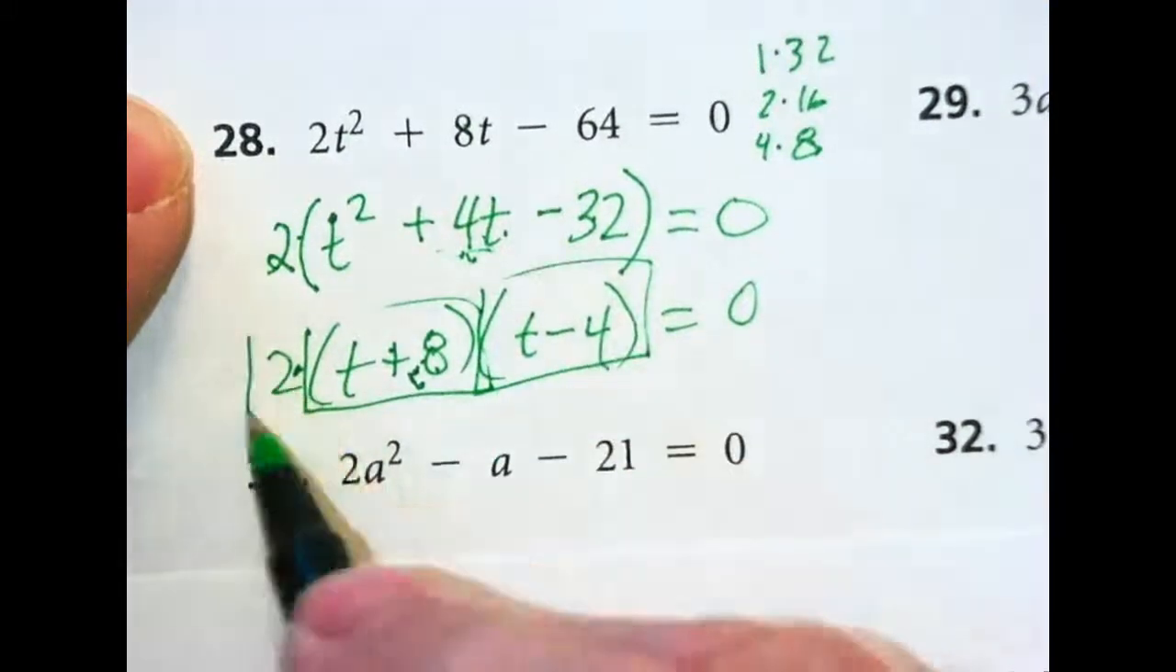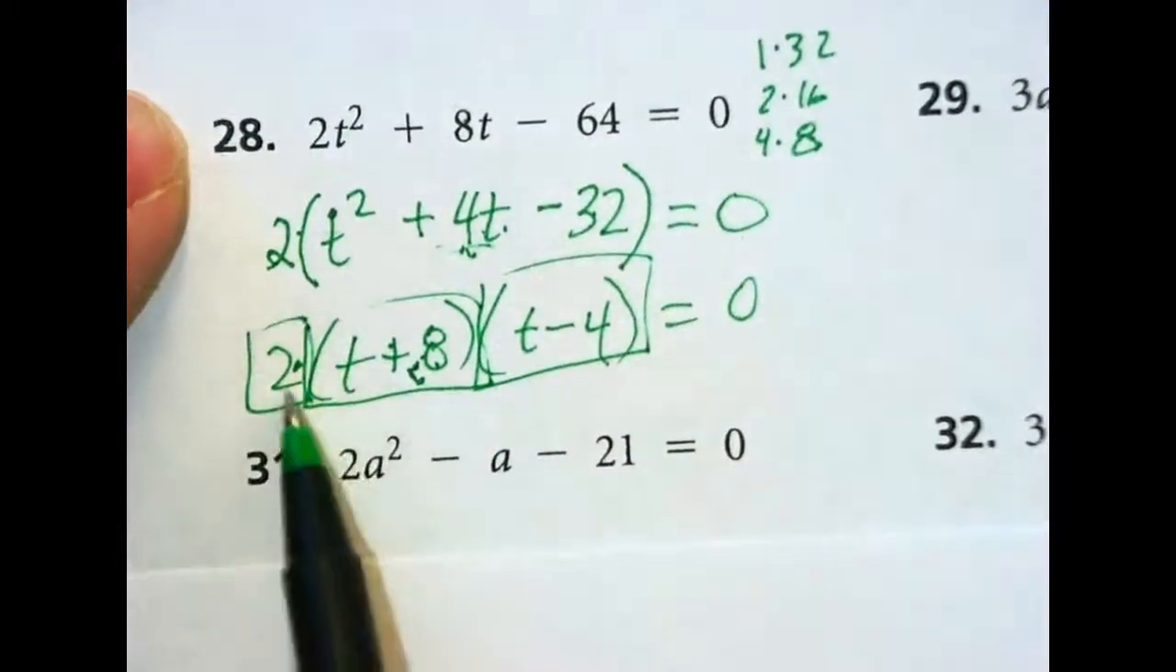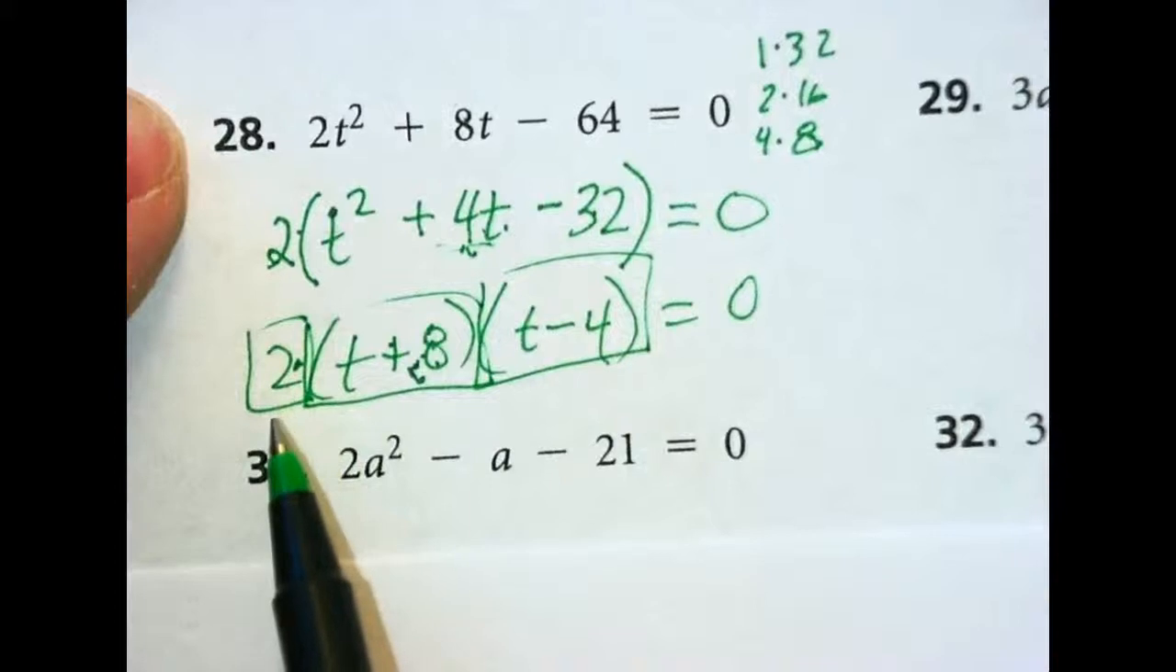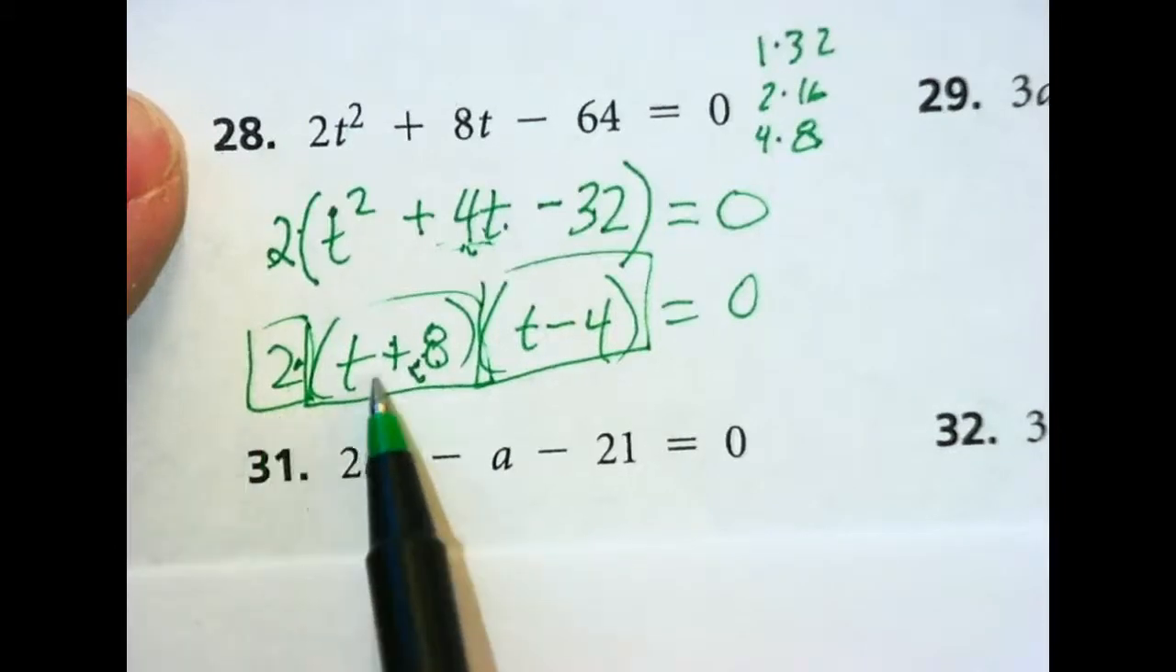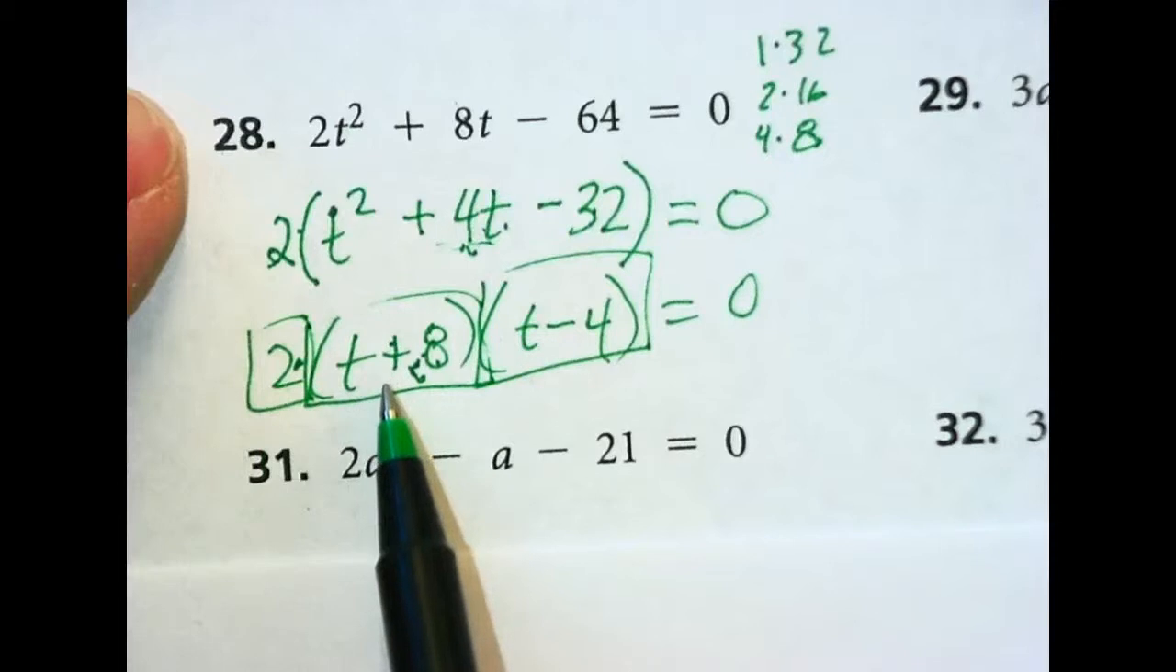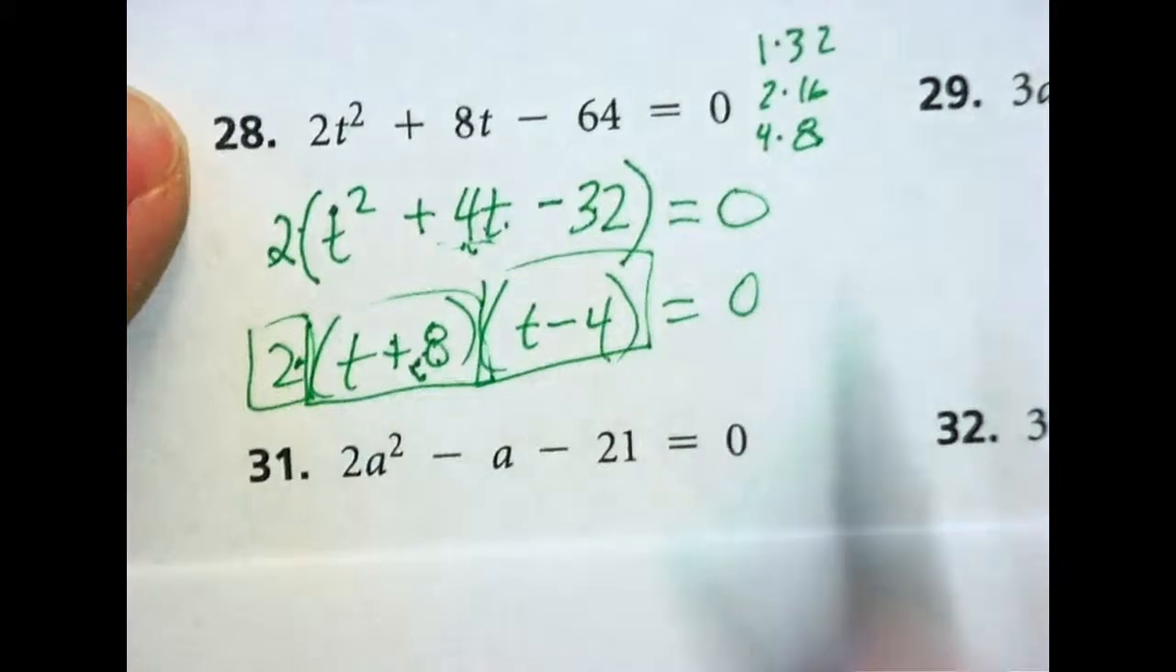One of these 3 things has to be 0. Can we ever make 2 a 0? We can't make 2 become 0. Can we make t plus 8 become 0? Yeah, what does t have to be?